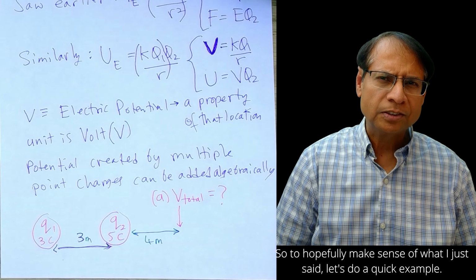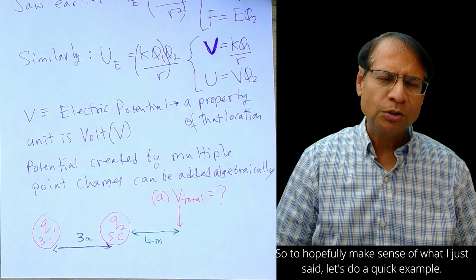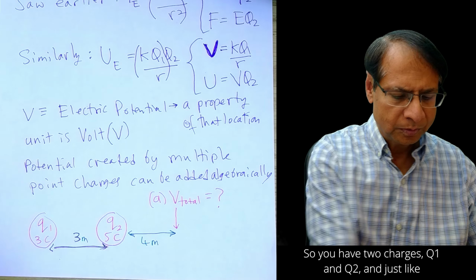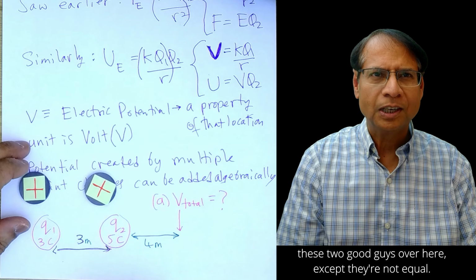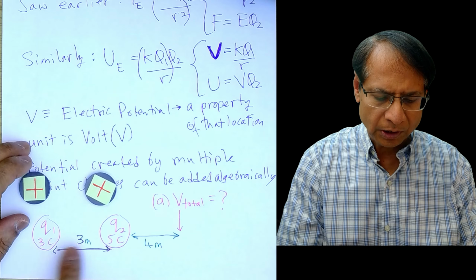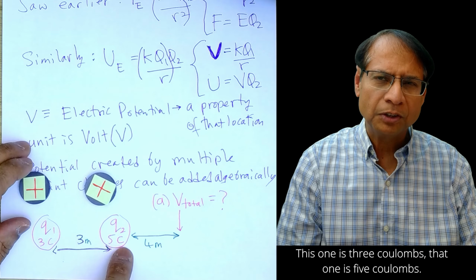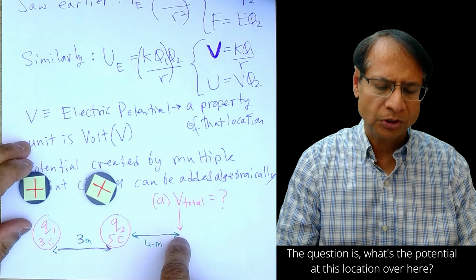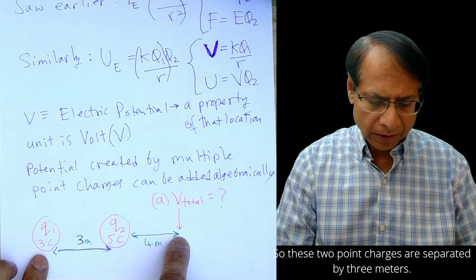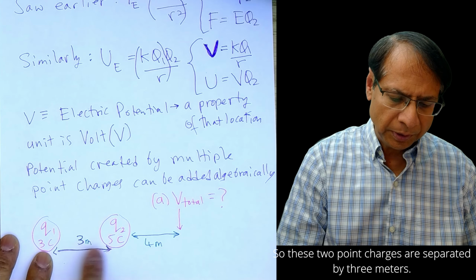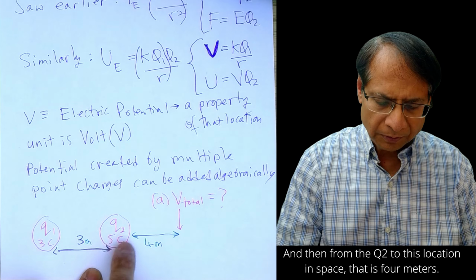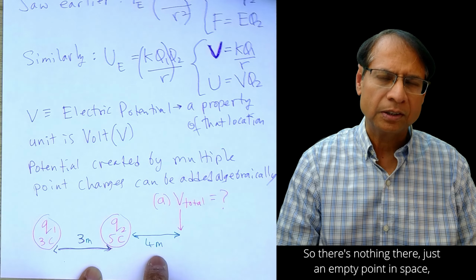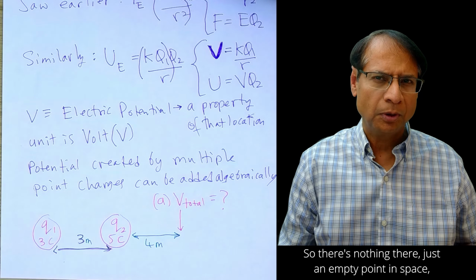So to hopefully make sense of what was just said, let's do a quick example. You have two charges, Q1 and Q2, just like these two good guys over here, except they're not equal. This one is 3 coulombs, that one is 5 coulombs. The question is, what's the potential at this location over here? These 2 point charges are separated by 3 meters, and then from Q2 to this location in space, that is 4 meters. So there's nothing there, just an empty point in space.